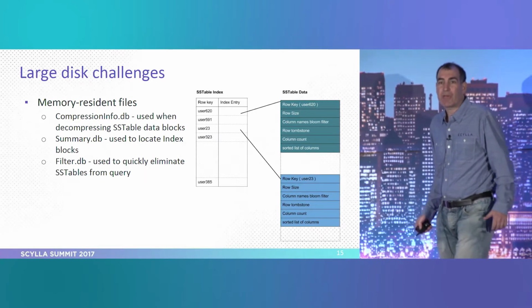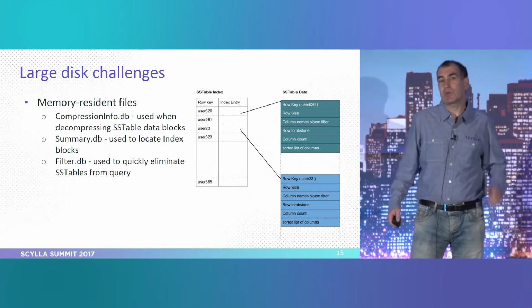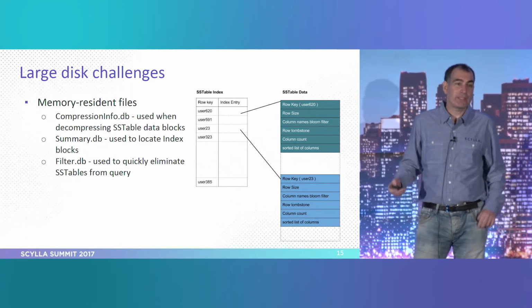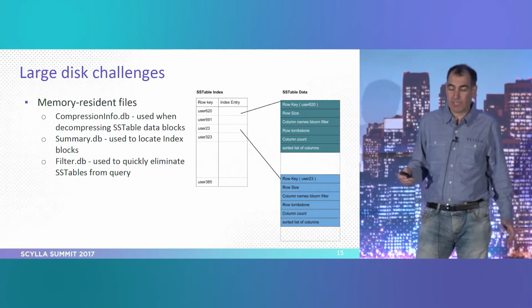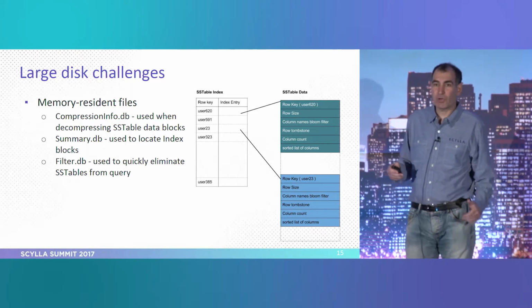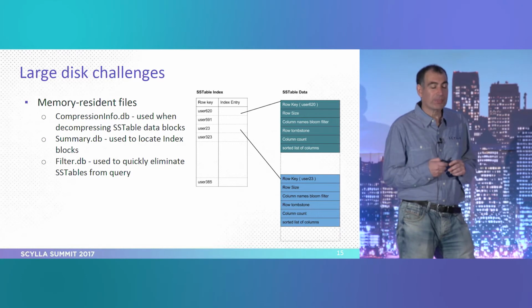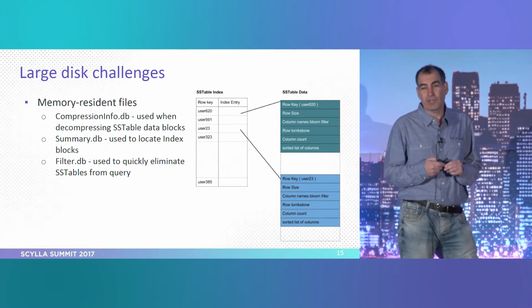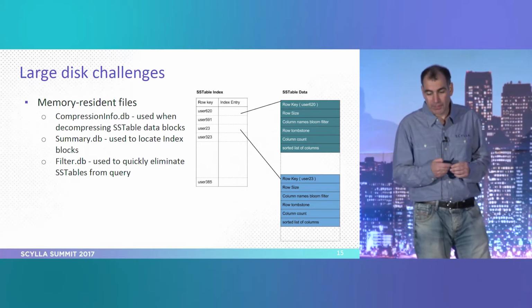What are the challenges with having a large amount of storage per disk? So the first one is having memory resident metadata. And in the context of ScyllaDB and SS tables, those are the compression info.db files that hold metadata about compressed blocks. They allow Scylla to locate where a particular compressed block is located and what's its size.